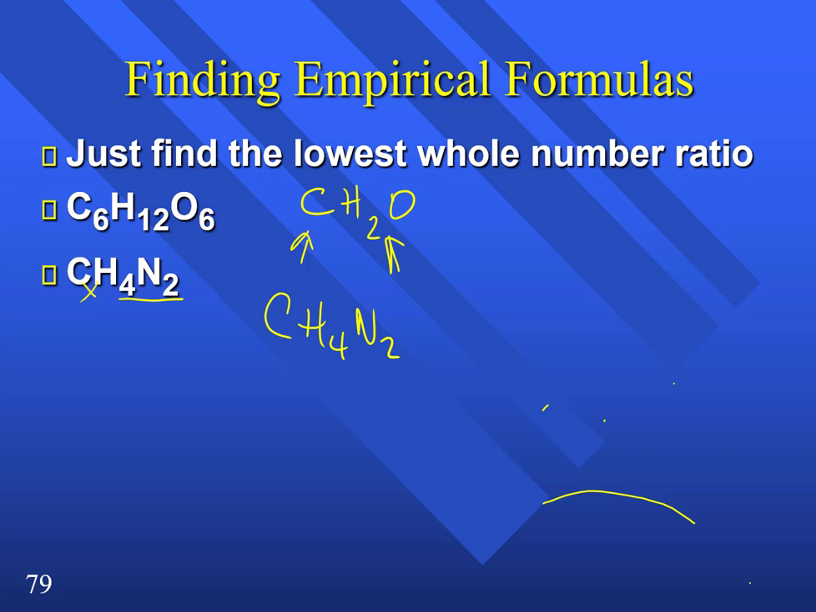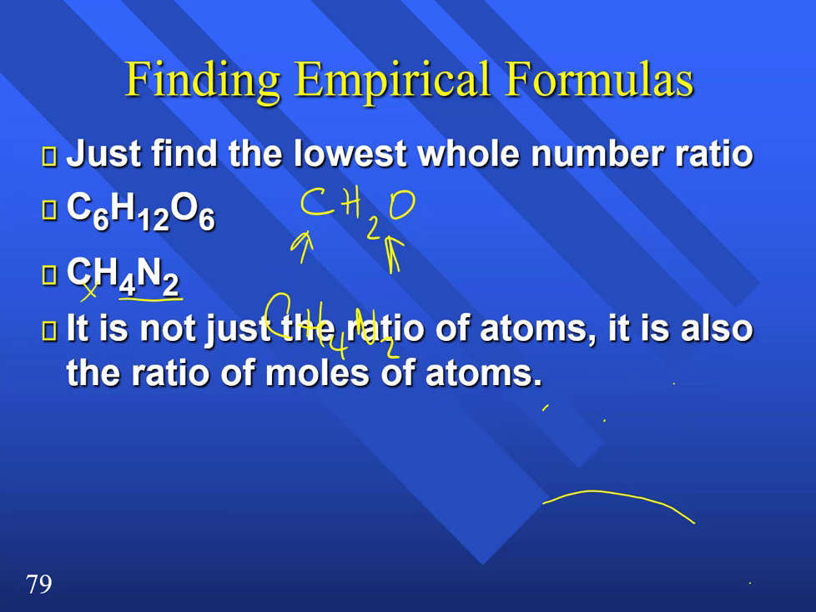Okay. Now remember, this is not just a ratio of atoms. It's a ratio of moles of atoms. In CH2O, for every carbon atom, there'd be 2 hydrogens and 1 oxygen. But in a mole of this, there'd be a mole of C, 2 moles of H, 1 mole of O. Right? That's why we could add them up. And that's going to be our secret tomorrow when we turn these back into formulas.